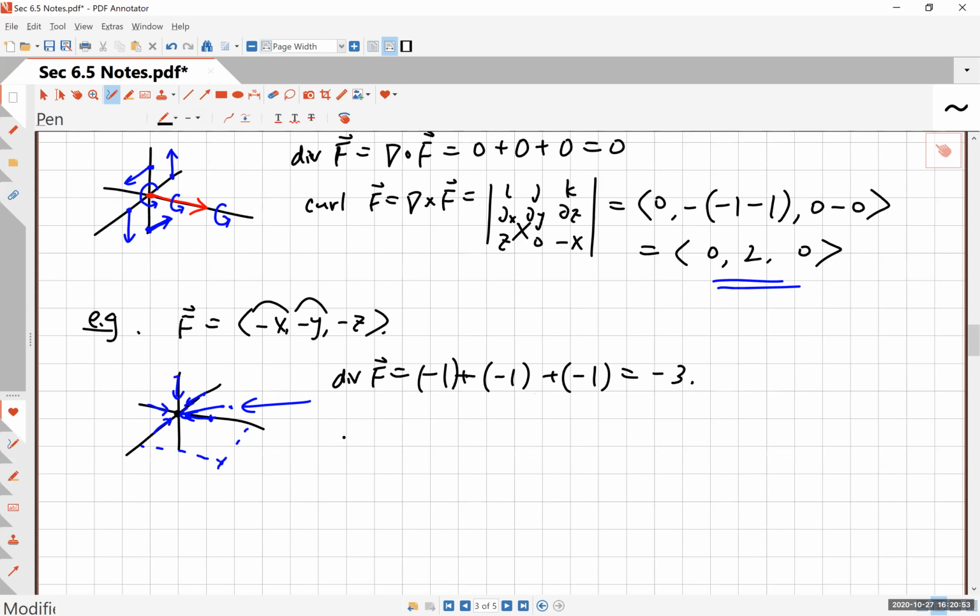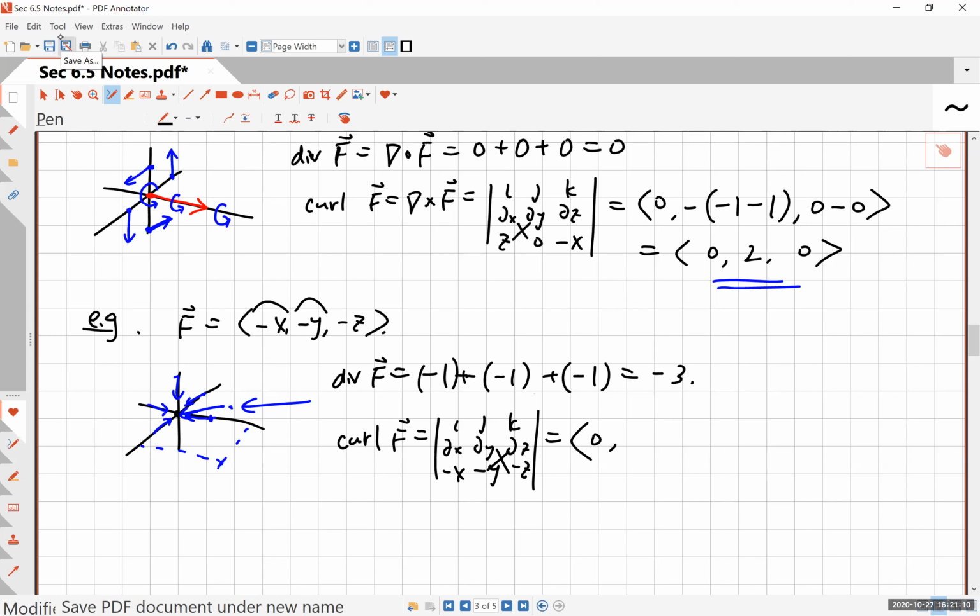And the curl of f, that would be i, j, k, partial x, partial y, partial z, negative x, negative y, negative z. And if you do this, you get, first it's this minus that, that's 0. And the next one will be minus of this minus that, okay? But again, that would be 0 minus 0. And then finally, the partial of negative y with respect to x minus the partial of negative x with respect to y, that's 0. So this will be the 0 vector.